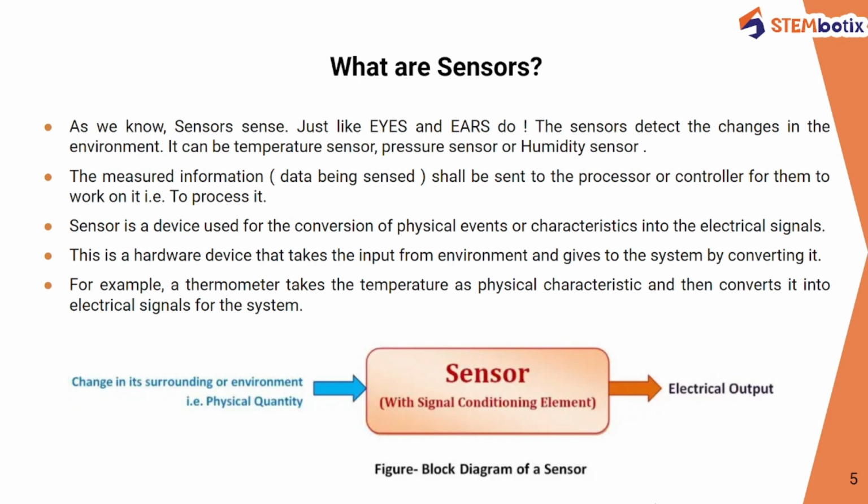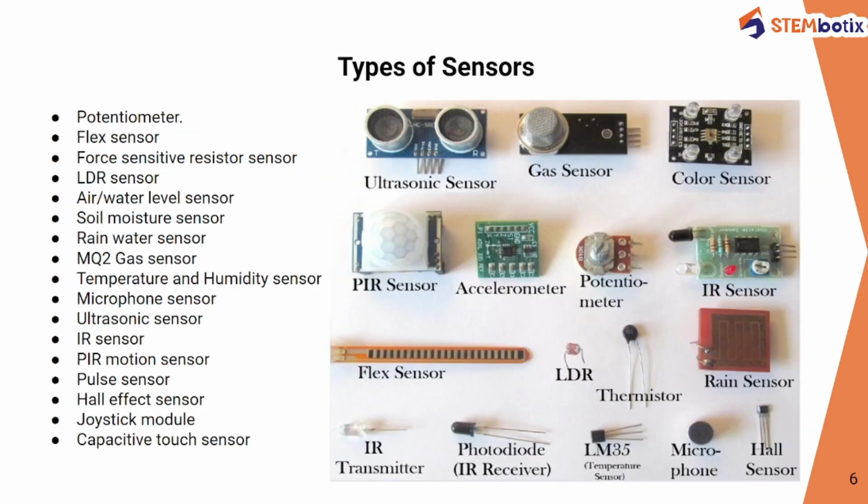So this is the block diagram of a sensor. This is a sensor. This is the environment, or you can say the physical quantity in the surrounding medium of the sensor. That physical quantity will be taken by the sensor, which senses it and converts it into an electrical output. So this is how a sensor works.